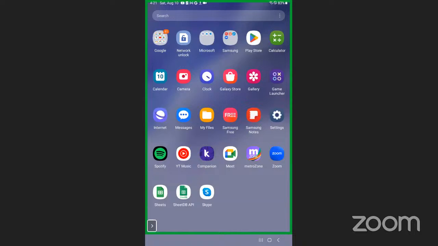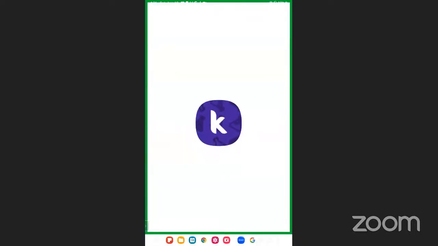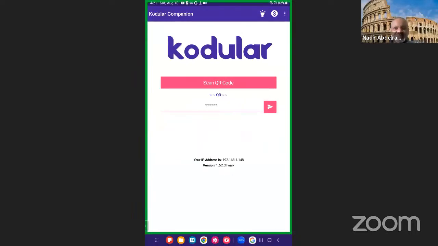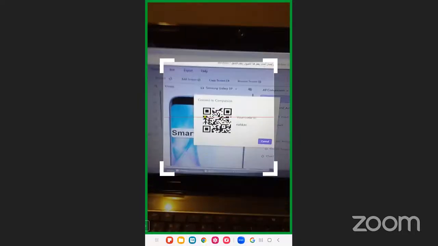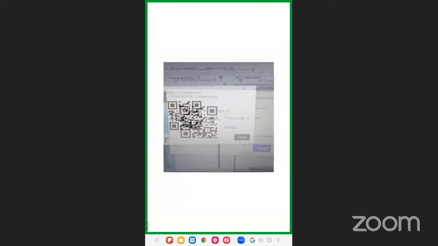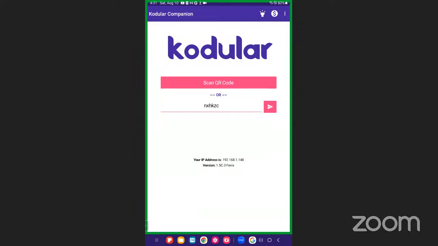Are you able to see my screen? Yes. Okay. I will share with you the modular companion, which we use to test all the steps we did in the project. Now I will start connecting the companion, and you can see it live. Yes, now it's loading.